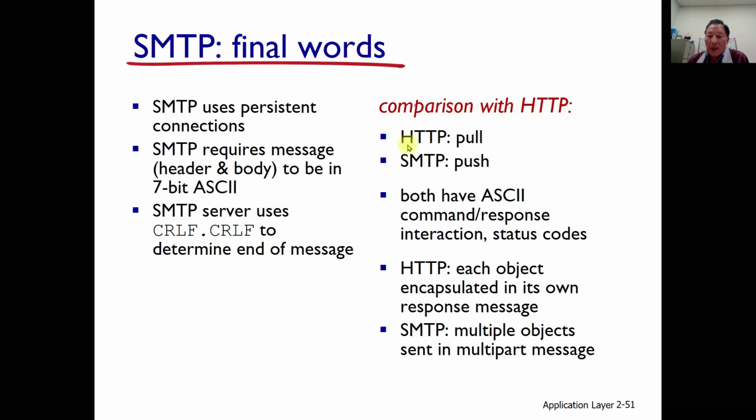Comparison to HTTP. With HTTP, for example a web service, we are trying to pull from the web server, and with SMTP, we are trying to send something. When we are sending something, this is a kind of pushing. Both have ASCII command response interaction and status codes, as we learned briefly in the previous slides. In HTTP, each object is encapsulated in its own response message, and in the SMTP case, multiple objects are sent in multi-part messages.